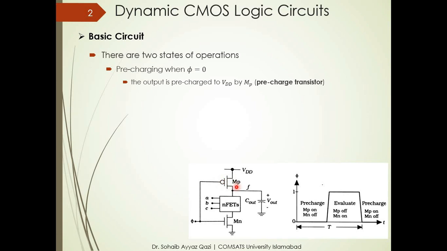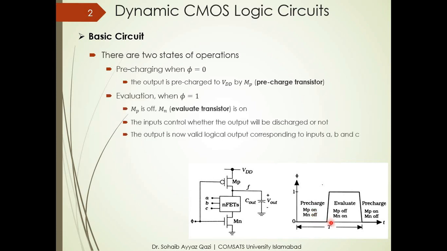If this PMOS is turned on, it is like a short circuit here. The current will flow on this path here, and it will charge the C out, like it will charge the output capacitor. So it means that our output is pre-charged to the VDD value, and that is through our PMOS transistor. So this is known as the pre-charge state when our phi level is zero here, and it charges the output capacitor. The next phase is known as the evaluation phase.